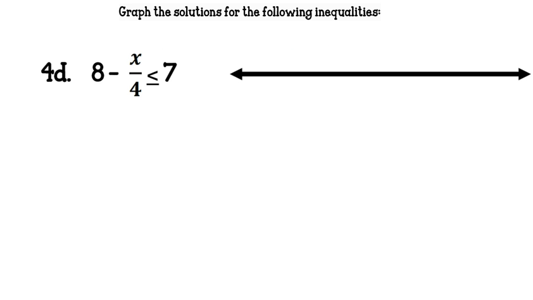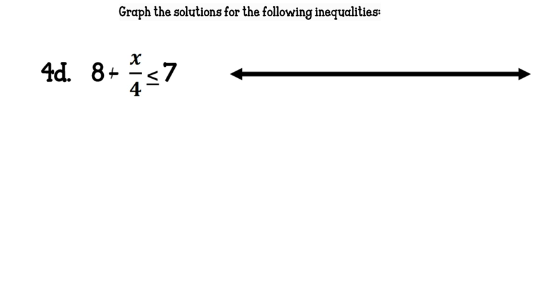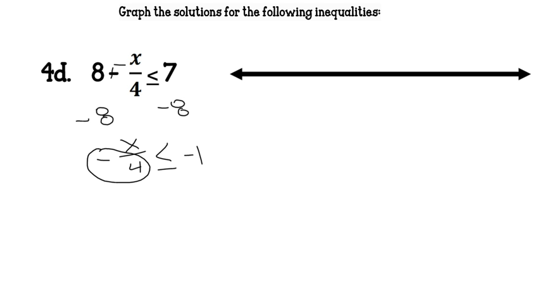Okay, for D, I'm going to go ahead and add the opposite. It's always my first step. So I go ding, dong. I'm going to get rid of my 8. I'm going to subtract 8 from both sides. So I have negative x over 4 is less than or equal to negative 1. To get rid of this negative 4, because I want x completely by itself, I'm going to multiply by negative 4.